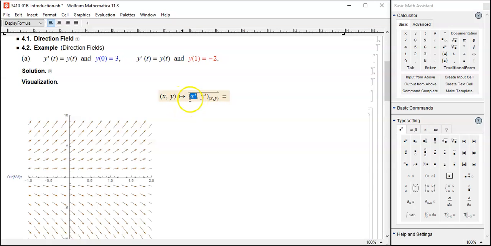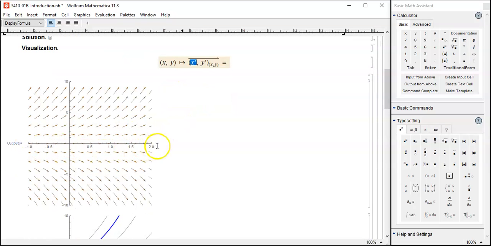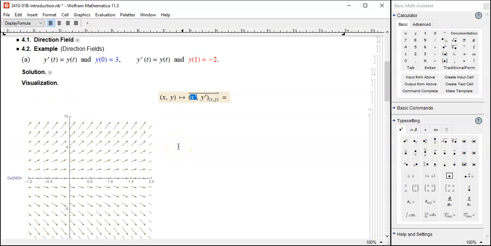You see, x and t are the same. This coordinate is ty plane because x and t are the same in this case. So this is 1. So this is just 1. And the y prime is, what is y prime? y prime is equal to y, isn't it?